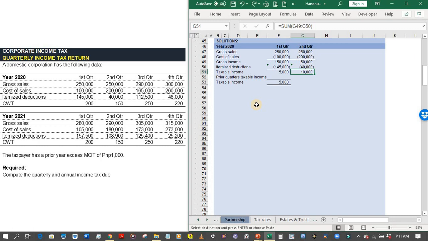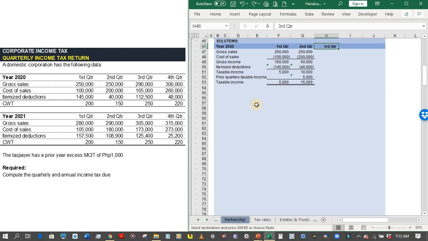That is why in order to report a cumulative taxable income, we need to add 5,000 pesos to the 10,000 in order to compute for the taxable income for the first 6 months of 2020. So the taxable income for the second quarter is 15,000 pesos, and that is the cumulative taxable income which covers January until June of 2020. Now let us proceed to third quarter.